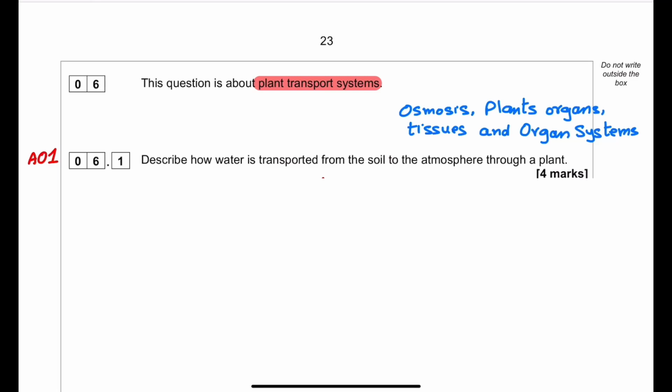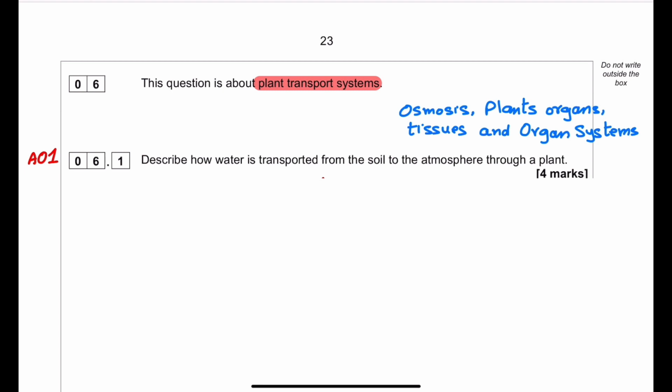Question number 6. The question is about plant transport system. 6.1 is an AO1 question. This question is from the topic of osmosis, plants organs, tissues, and organ system. Describe how water is transported from the soil to the atmosphere through a plant.